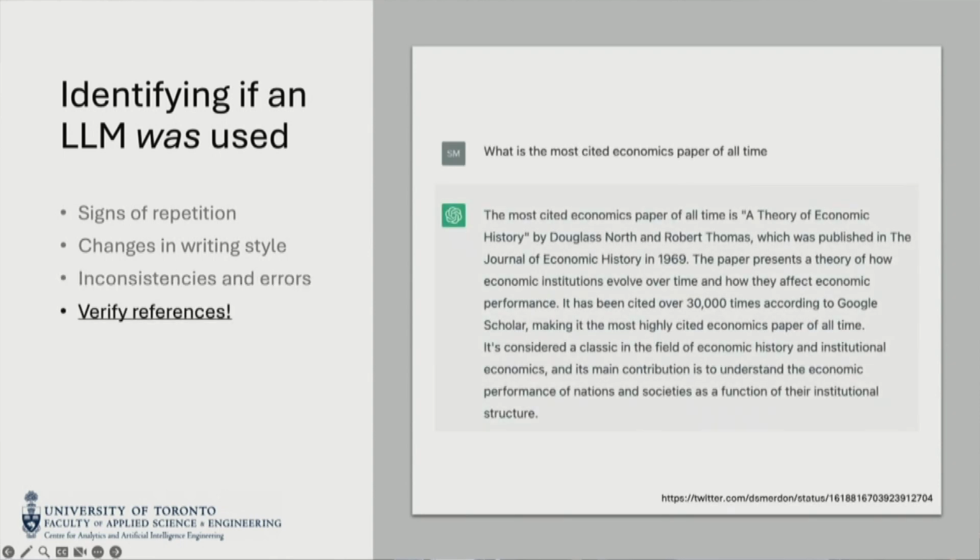Along these lines, and as I mentioned, it's been found that GPT has a tendency to generate references that aren't real. For example, on the right here, a user asked what the most cited economics paper of all time is. ChatGPT responded with a paper that doesn't exist, but it includes real authors and it includes topics that they really did write about. So looking through a student's references and checking that they actually exist is a very easy way of identifying if somebody might have used a language model.